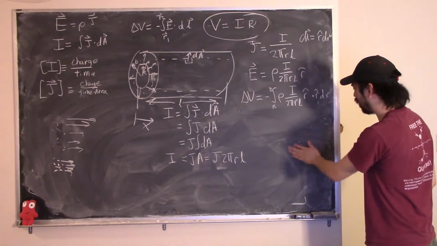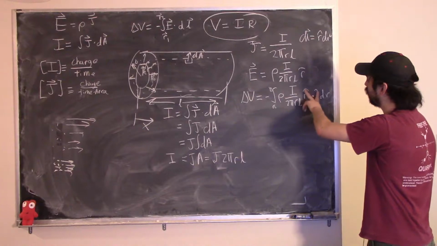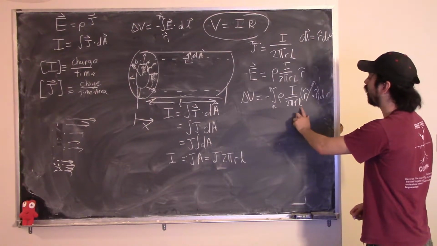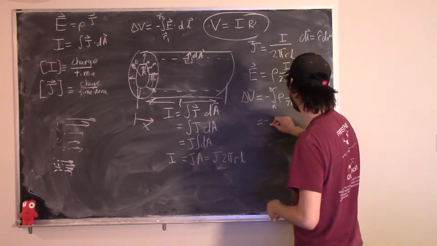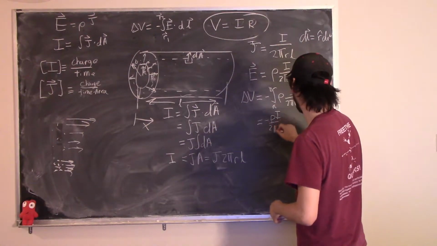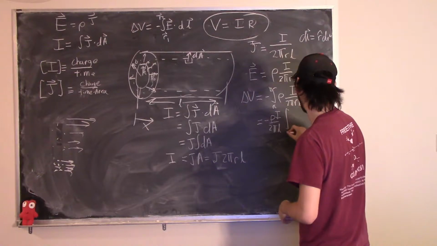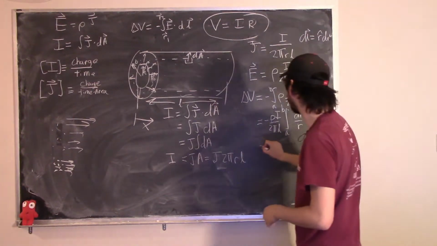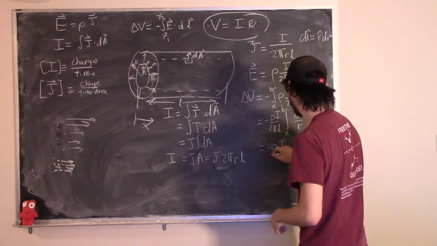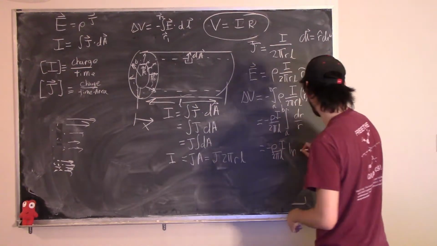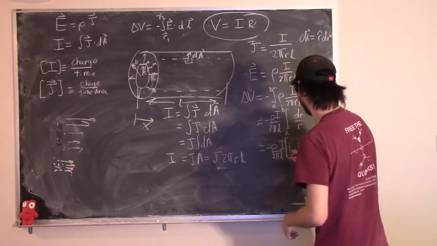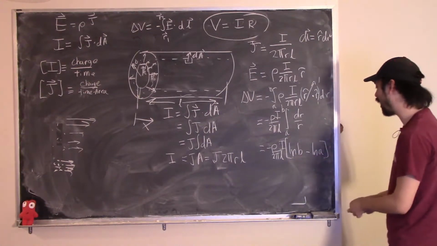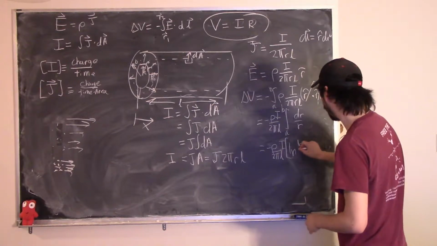This is an integral that we can evaluate pretty easily, and so this part's just going to give me a 1 when I do the dot product. All of this stuff except for the r in the denominator is a constant, and so what I'm left with is minus rho I divided by 2 pi L times the integral from A to B of dr over r. This is just going to give us a natural log, and so this is going to be equal to minus rho I over 2 pi L times the natural log of B minus the natural log of A. Okay. Now we can use some rules for combining natural logs, and so ln B minus ln A is really just ln B over A.